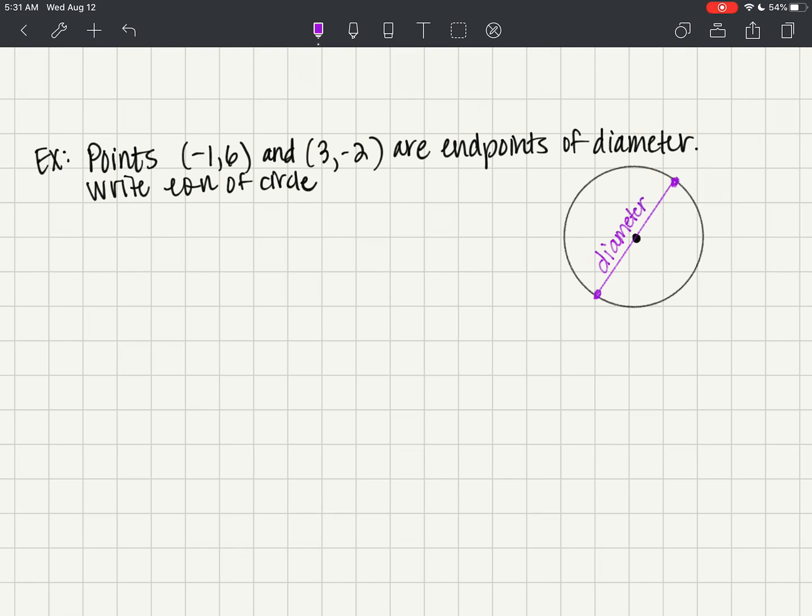And you can see that a diameter is made up of two radius lengths. So two radius lengths. So we've got r, r. So the diameter is equal to 2r. The radius is equal to half the diameter. Another thing is that the center is the midpoint between two endpoints of a diameter.